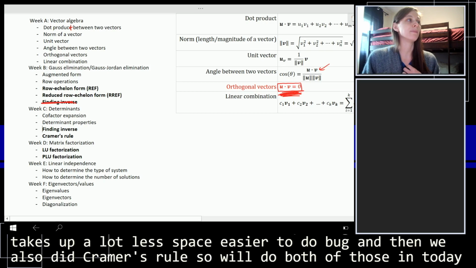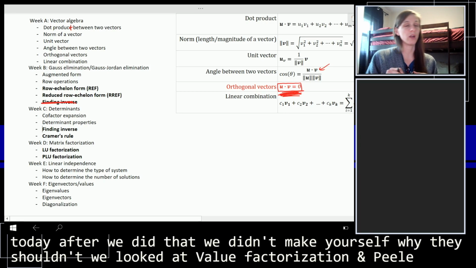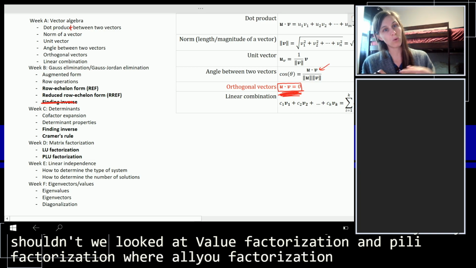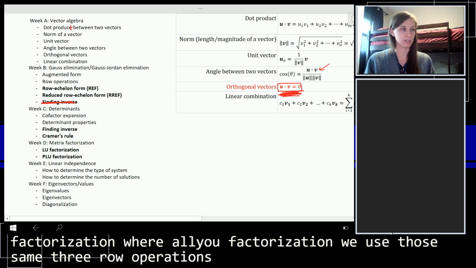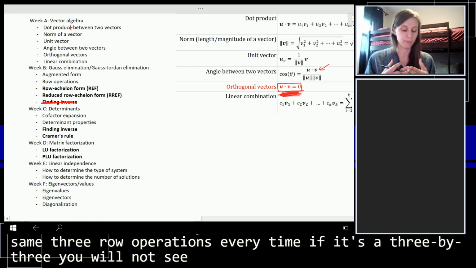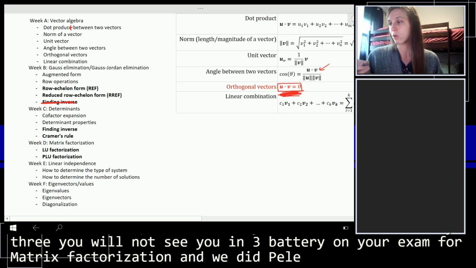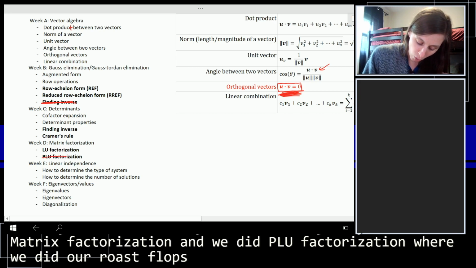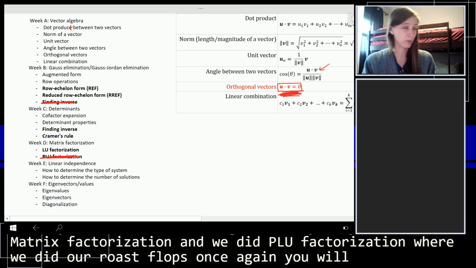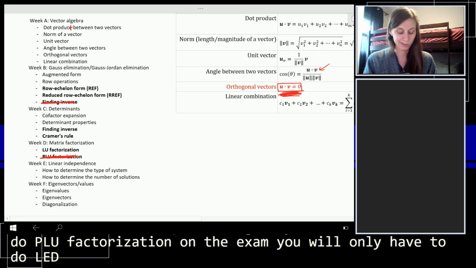After that, we did matrix factorization. We looked at LU factorization and PLU factorization, where for LU factorization, we use those same 3 row operations every time. If it's a 3x3, you will not see bigger than a 3x3 on your exam for matrix factorization. And we did PLU factorization, where we did our row swaps. Once again, you will not have to do PLU factorization on the exam. You will only have to do LU factorization.